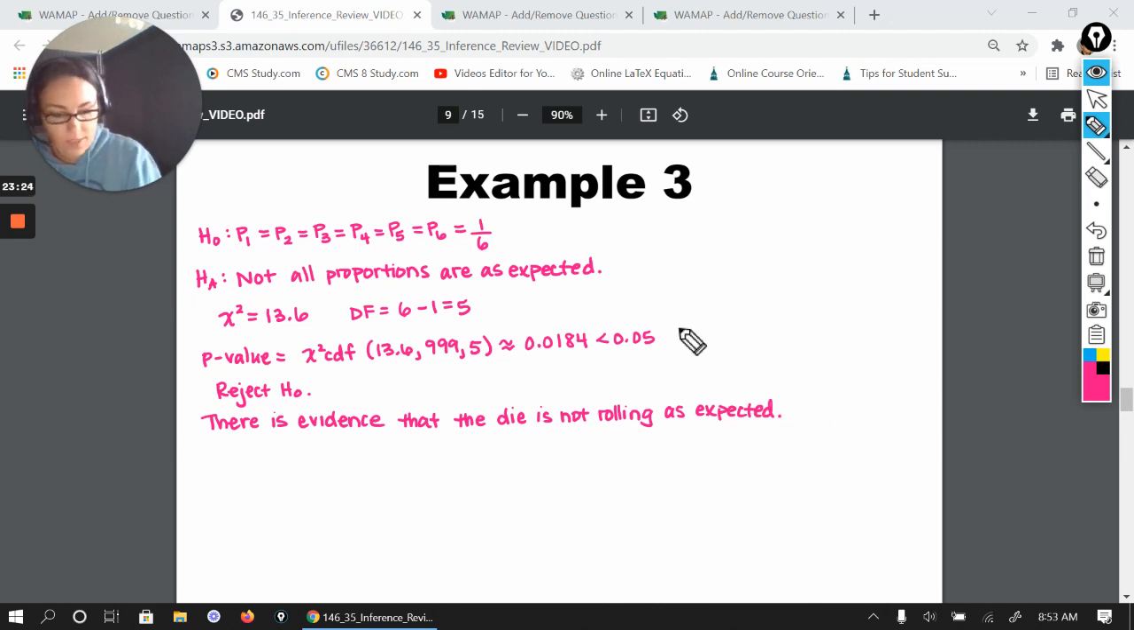Once again, if you want to find chi-square CDF on a TI-84 calculator, you would go to Second VARS and then choose the chi-square CDF from that menu.